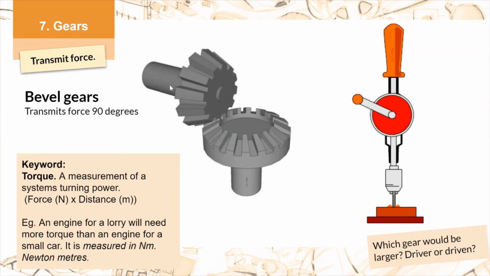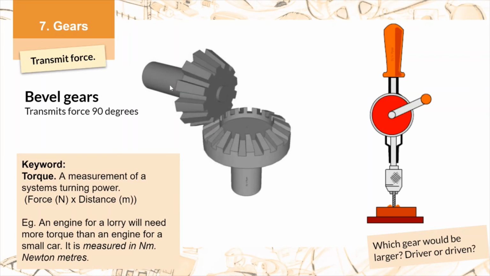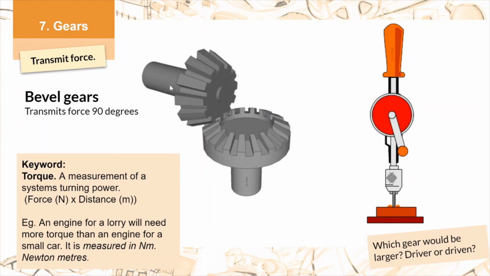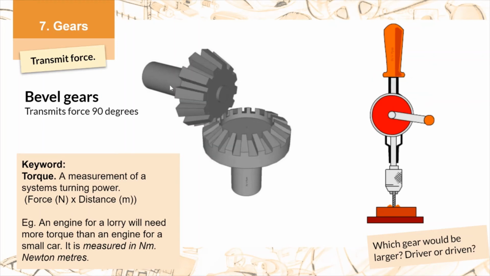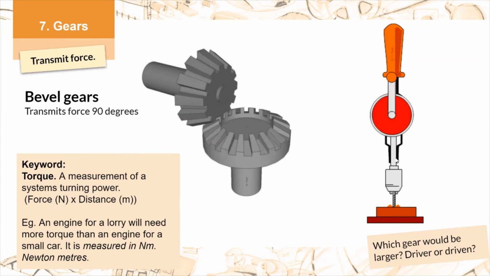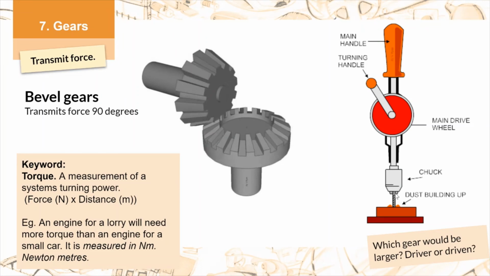Which gear would be larger on one of these drills, the driver or the driven? Well, we want one turn of my handle to equal many turns of the drill bit. That will mean the drill bit can go faster for every one turn. On these drills, for every one turn of my hand, the drill might go 10 times round. So this big red thing is on this side, and on the other side will be a bevel gear, a much smaller one attached to this. So one turn of my handle would be 10 turns of the drill head.